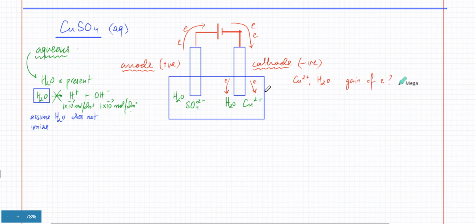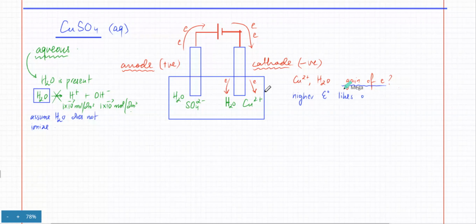Based on what you have studied, Cu2+. Okay, Cu2+. But how did you figure it out? You figured it out by looking at the electrode potentials. You figure out who gains electrons by the higher potential. The one that has the higher electrode potential, or simply higher potential, has a greater tendency to gain electrons.